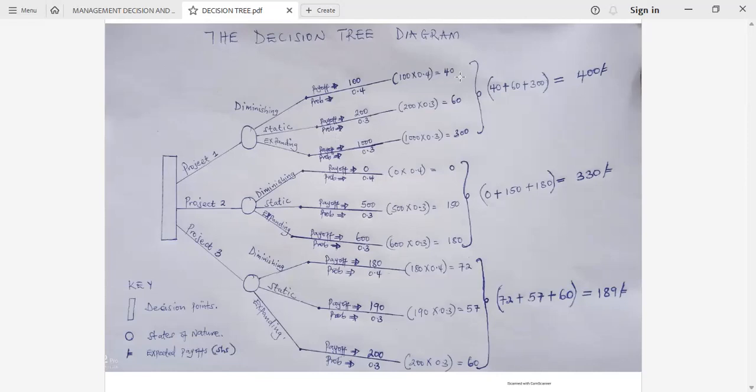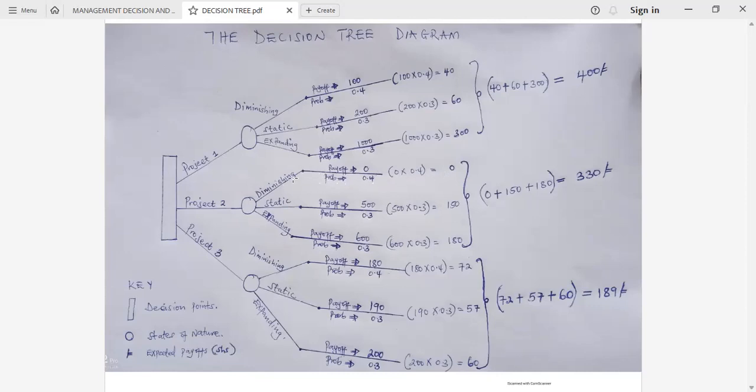In other words, when you add the expected value that we are getting from diminishing, you add that from static and the one from expanding, you will be getting the overall expected value of the project, and that's what we want, for that alternative. So it is the same thing. We do the same thing for project 2. We also get their expected value for the different states of nature.